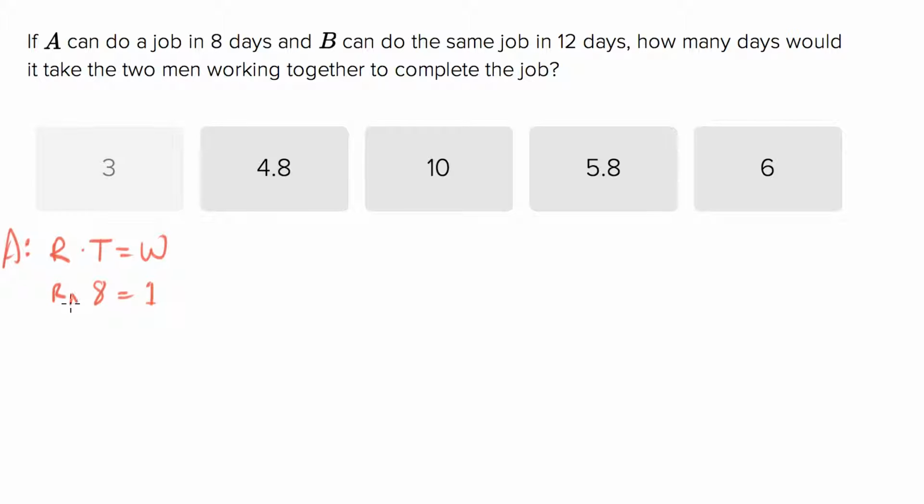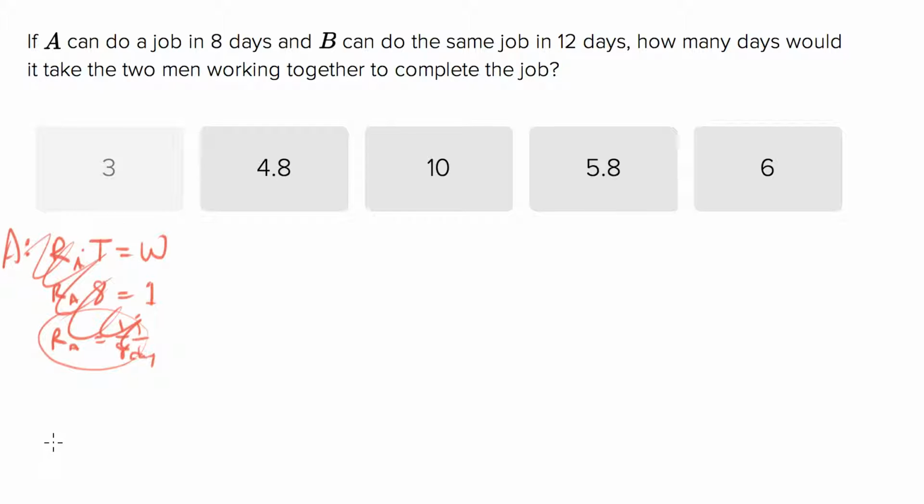So what's the rate of A? Well, the rate of A in this case is 1/8, and the units on that are jobs per day. So A does 1/8 jobs per day. To me, this is horribly confusing, and I find it difficult to keep track of because I can't think of fractions of jobs per day. So let me show you a cool trick that makes this much easier to visualize.